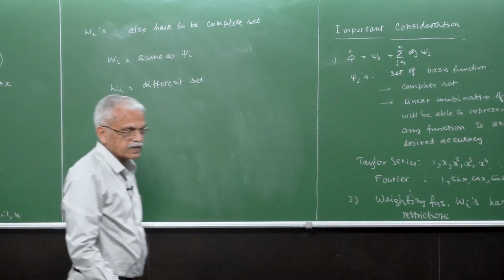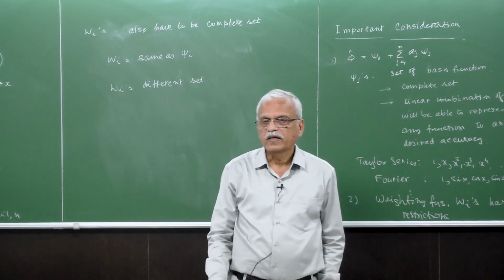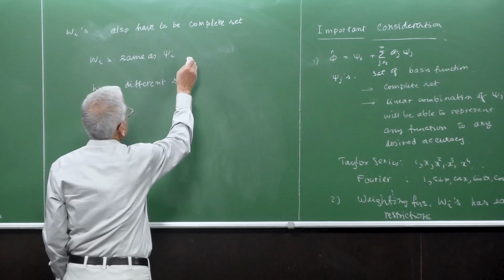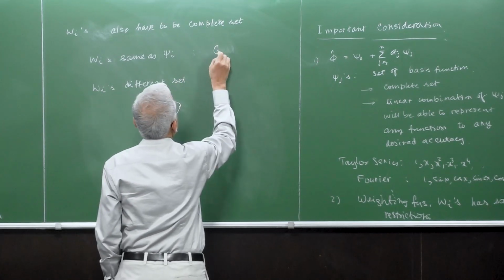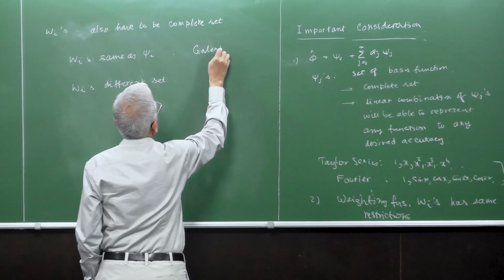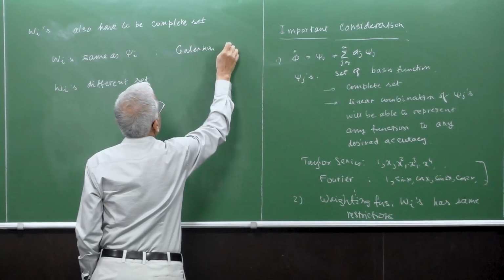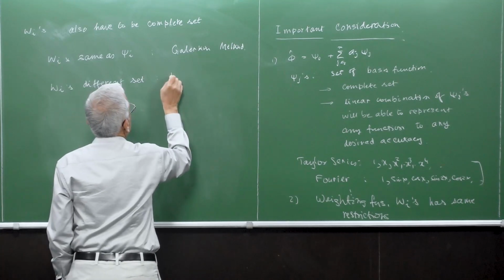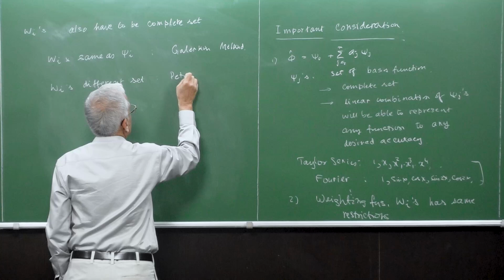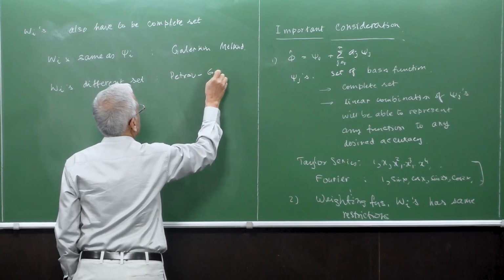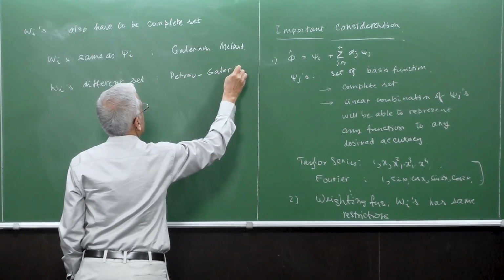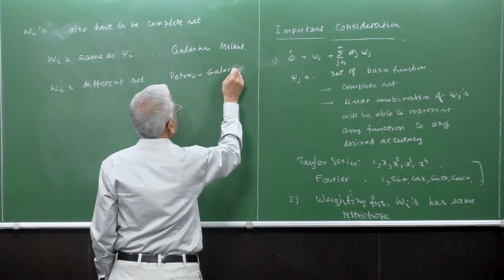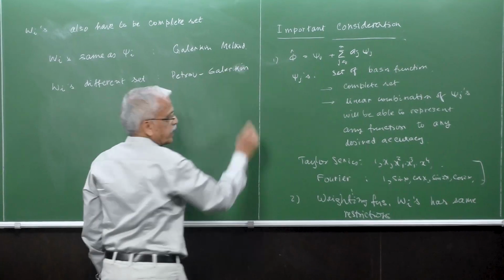These are going to lead to two different methods. If they are the same, then we call it the Galerkin method, and if they are different, then it's called the Petrov-Galerkin method. Okay, so these are very popular methods.